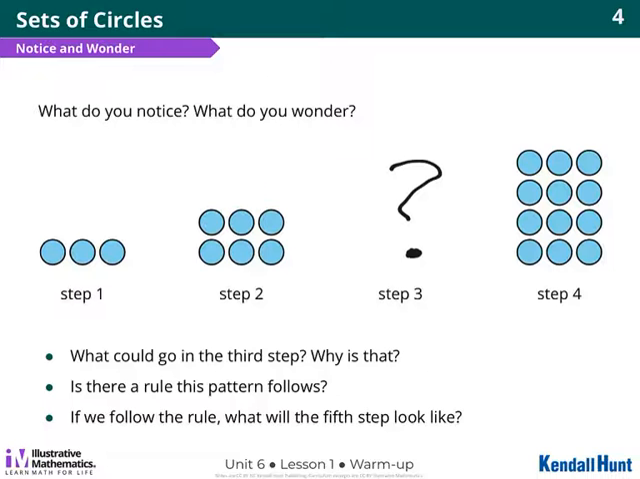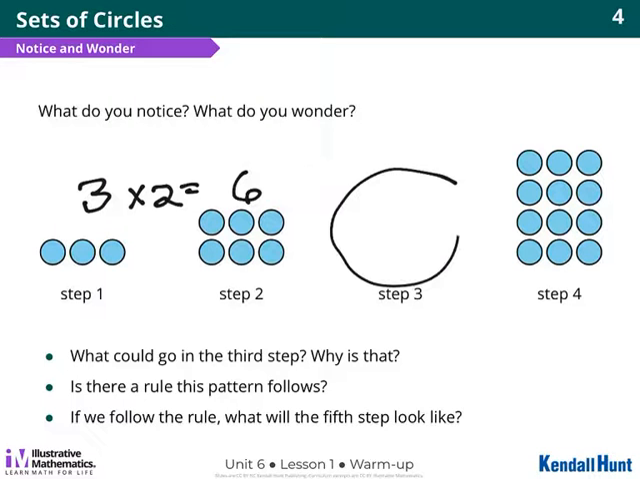I noticed that they're all times 3. Can you explain what you mean by that? So 3 times 2 is 6. And then 3 times 3 is 9. Oh, so are you predicting there must be 9 right here? Yeah, there's 9 right there because it's 3 times 3. Because there's 3 there, 6 there, there's going to be 9 there.